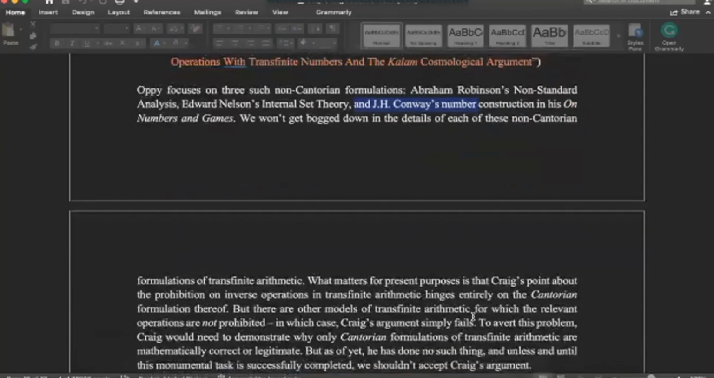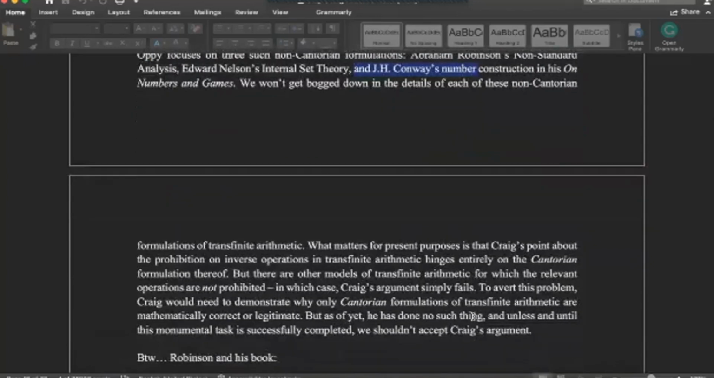What matters for present purposes is that Craig's point about the prohibition on inverse operations in transfinite arithmetic hinges entirely on the Cantorian formulation thereof. But there are other models of transfinite arithmetic for which the relevant operations are not prohibited, in which case Craig's argument simply falls flat. To avert this problem, Craig would need to demonstrate why only Cantorian formulations of transfinite arithmetic are mathematically correct or legitimate. But as of yet, of course, he has done no such thing, and unless and until this monumental task is successfully completed, Craig's argument falls flat.